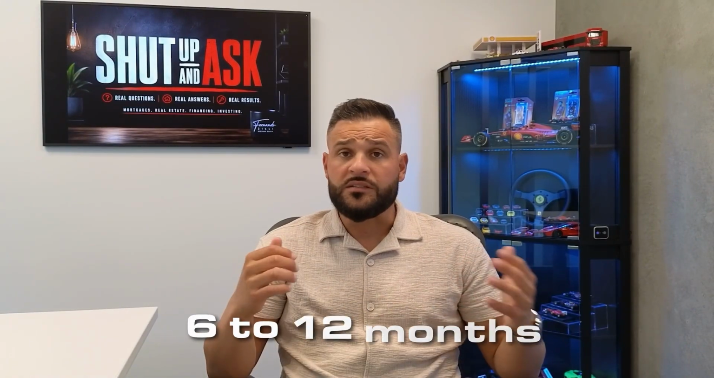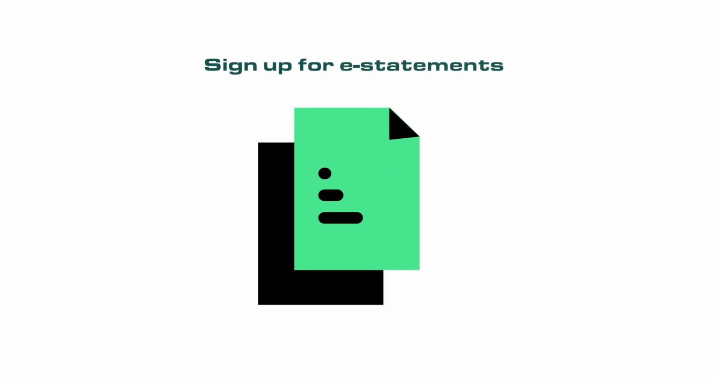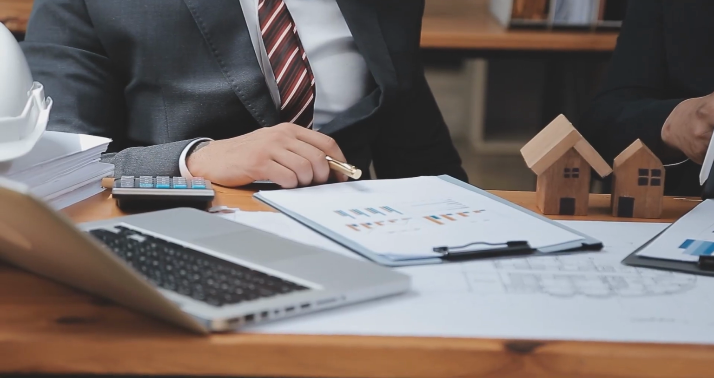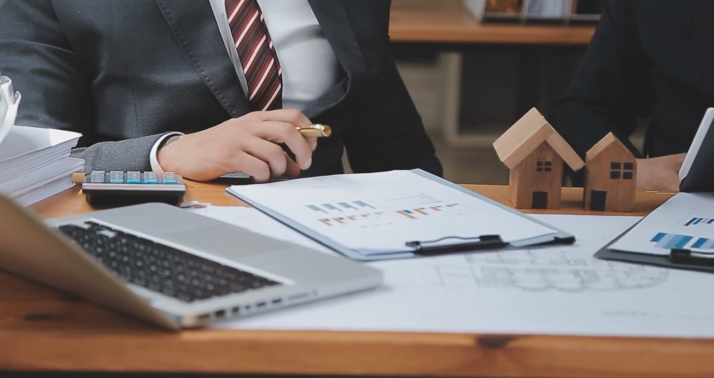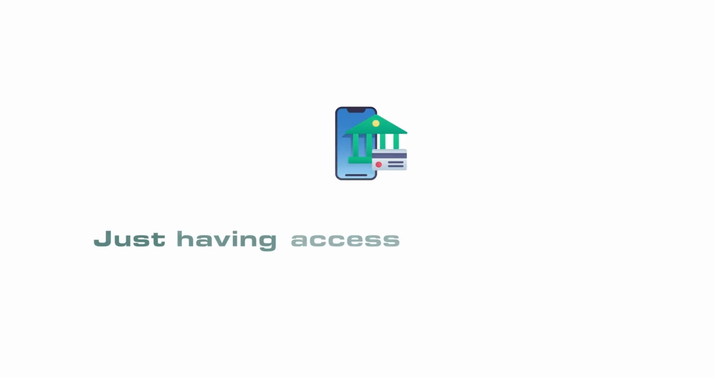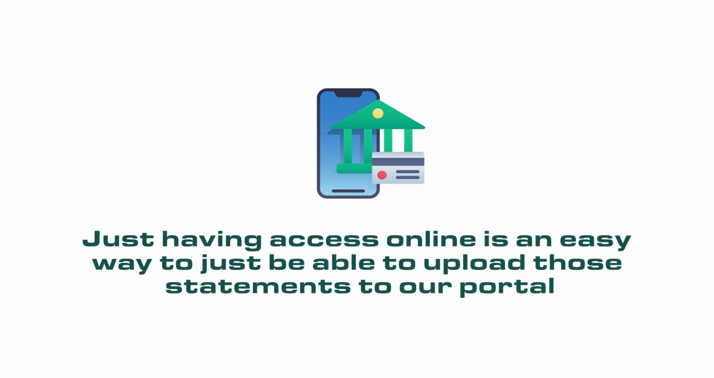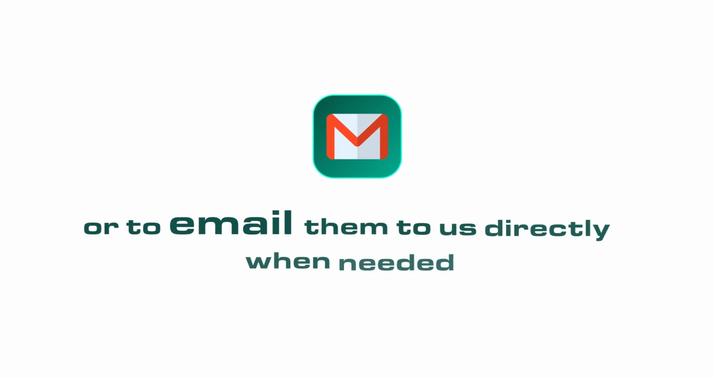Okay? If you're thinking about purchasing a property within the next 6 to 12 months and you're not registered for online banking, I would advise you to do that immediately and sign up for e-statements, because that is the easiest way that you're going to be able to obtain your statements when the time comes. Don't rely on going into the branch to provide statements and all that. One, it's a lot of driving around where you might need to provide multiple statements throughout the process, and just having access online is an easy way to just be able to upload those statements to our portal or to email them to us directly when needed.